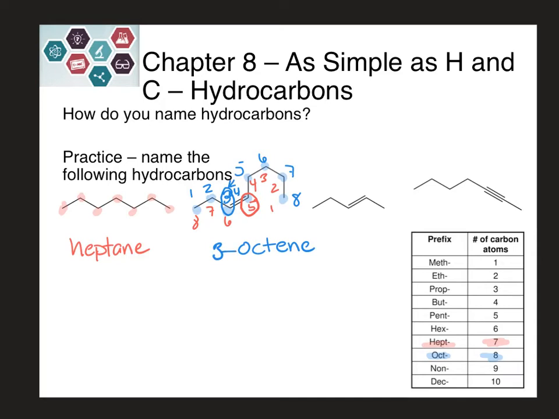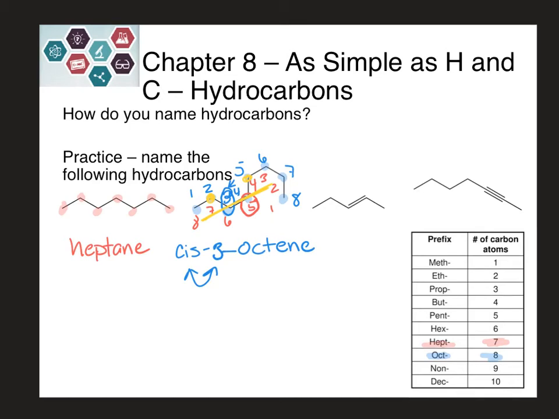Then we also need to decide if this is cis or trans. So if I look at my double bonds, I have carbons on the same side, which makes it cis. So there's your name, cis-3-octene. And do know that the cis and the number can flip. So we could also say 3-cis-octene, and that would be correct as well.